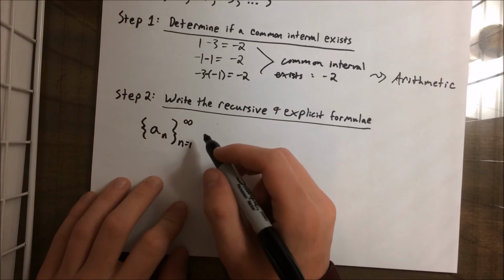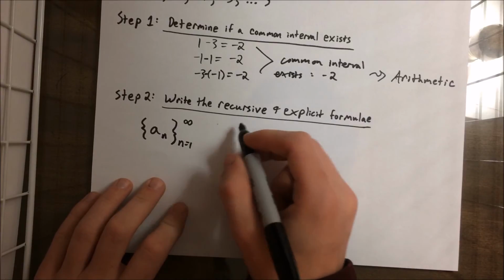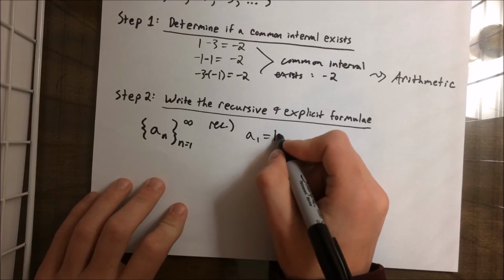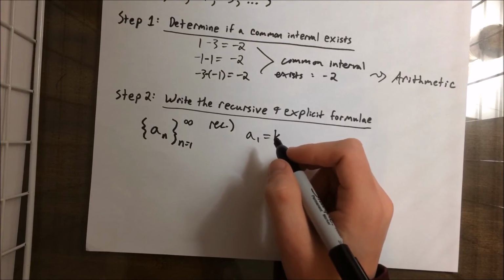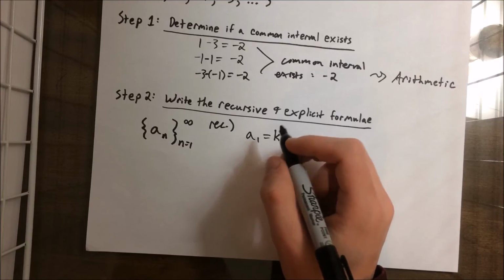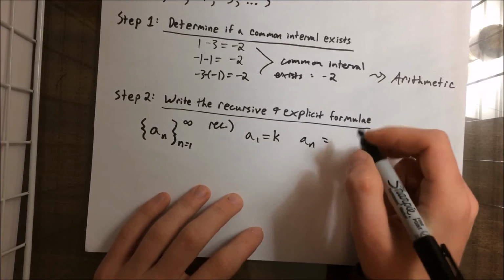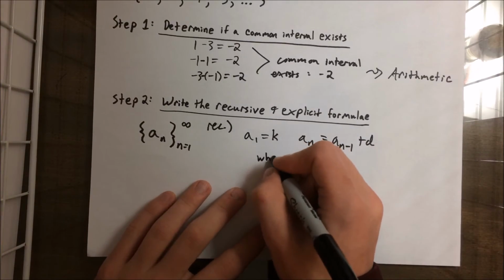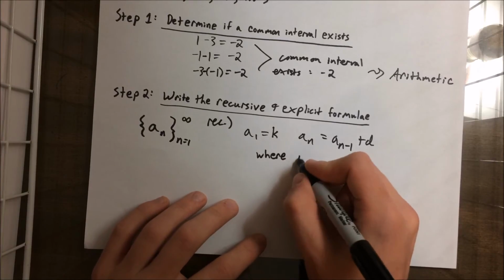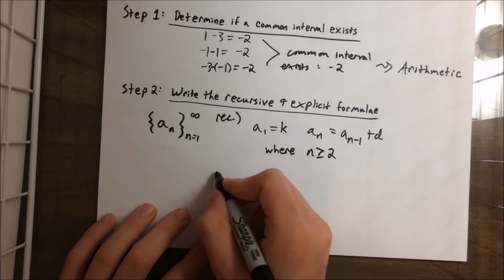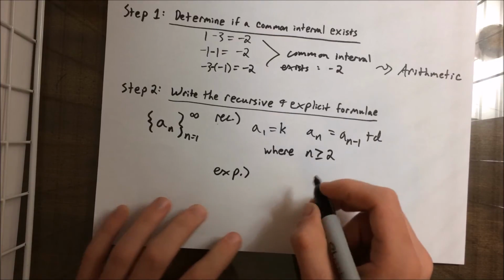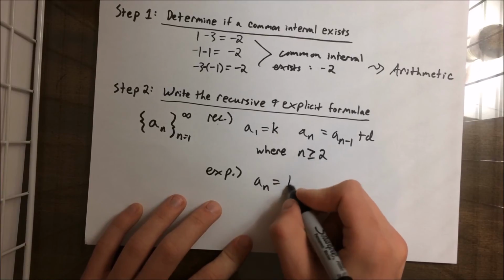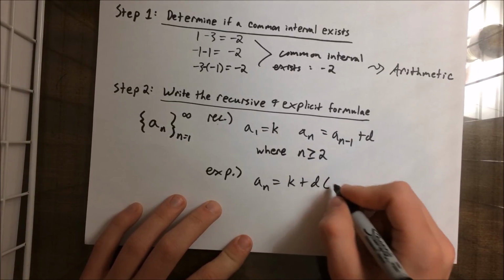So step 2 is to write the recursive and explicit formulas. So the recursive is a sub 1 is equal to k, and a sub n is equal to a sub n minus 1 plus d, where n is greater than or equal to 2. The explicit is a sub n is equal to k plus d times n minus 1.